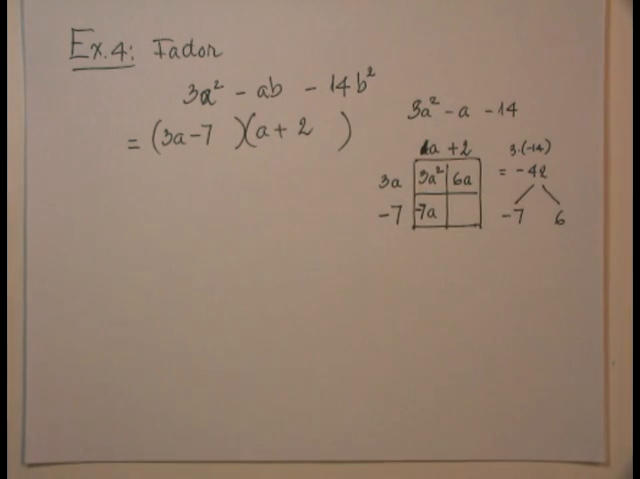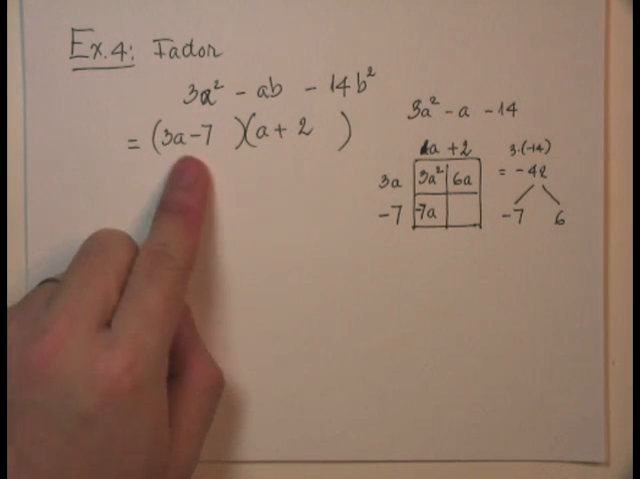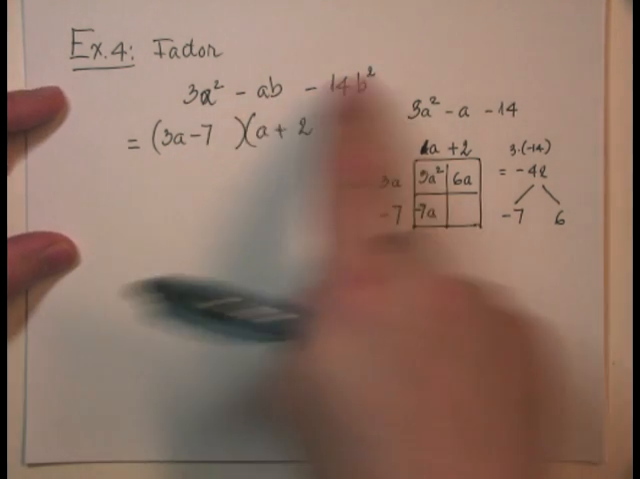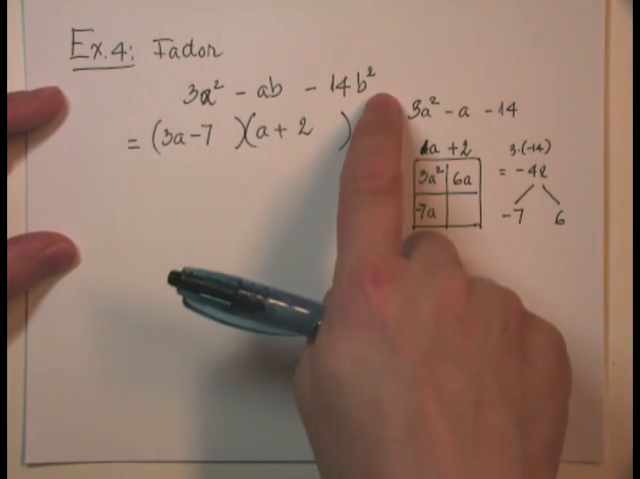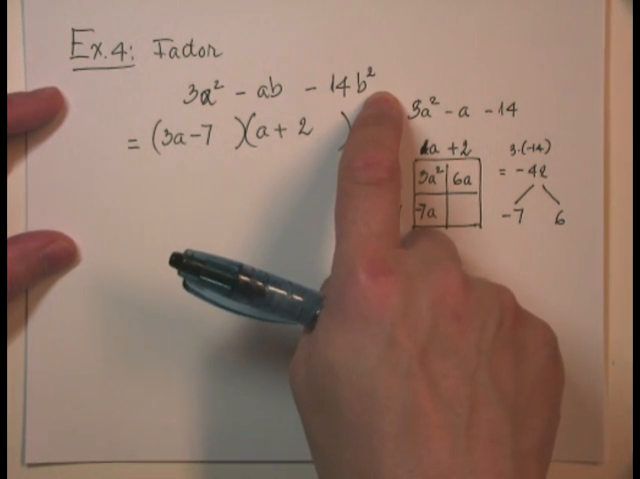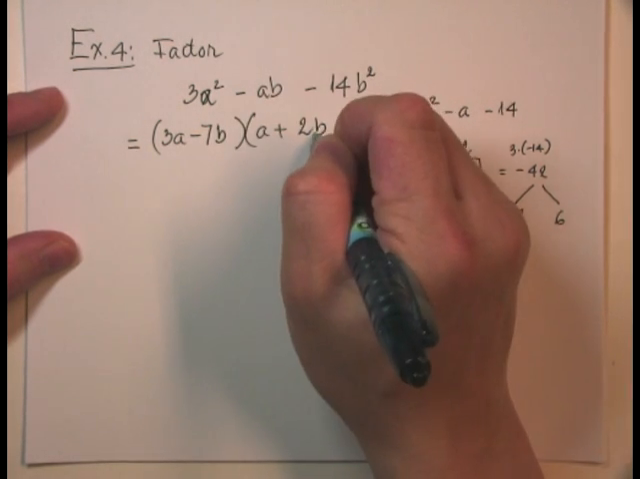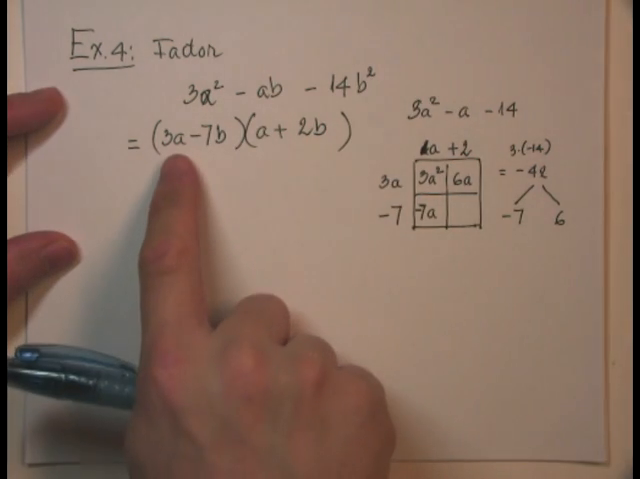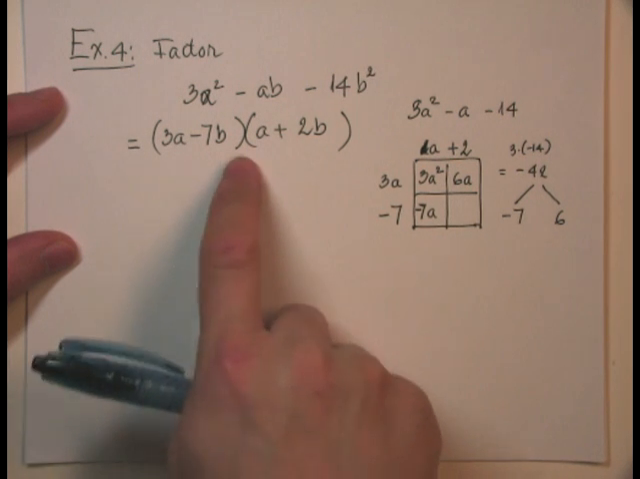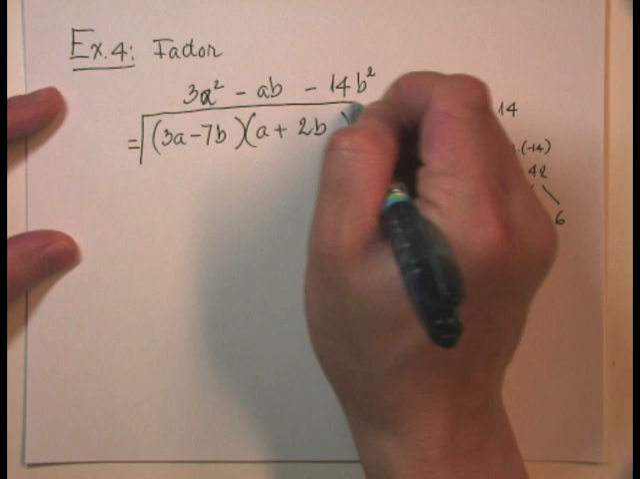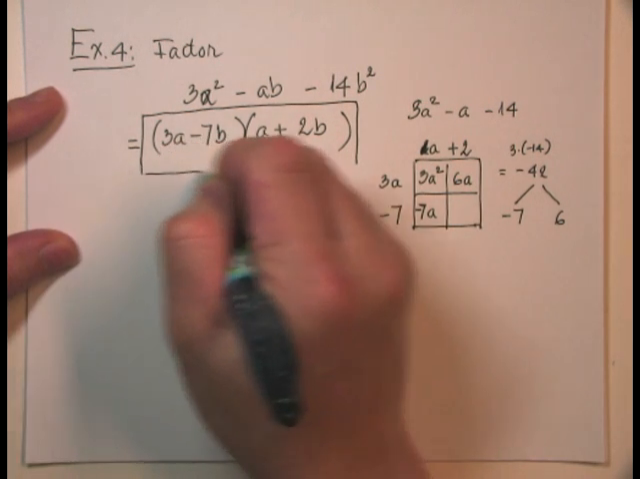However, keep in mind once again, this is not the end of our problem, because the original problem had the variable b as the extra variable, as the second variable. So now I'm going to have to put in that b in my final factored form. And here 3a minus 7b in quantity times a plus 2b. That would be the factored form of my original quadratic in two variables.